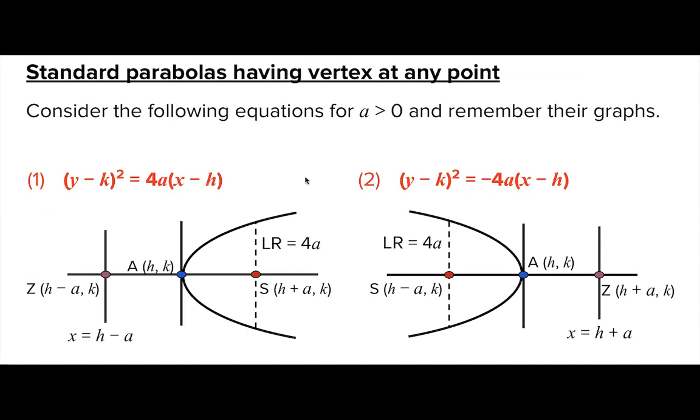Standard parabola having vertex at any point. So this is the equation we have to write for vertex at any point. Let the vertex be at h comma k, and the latus rectum is 4a. The focus is h plus a comma k, and the vertex is h comma k. For the other one, it will be just the opposite, h minus a.